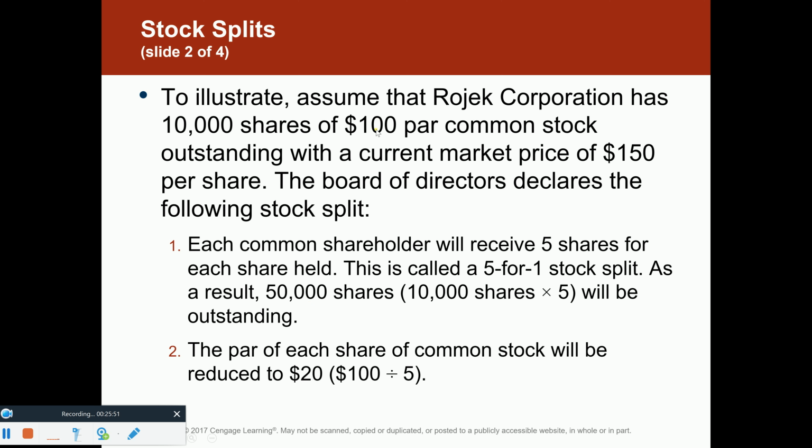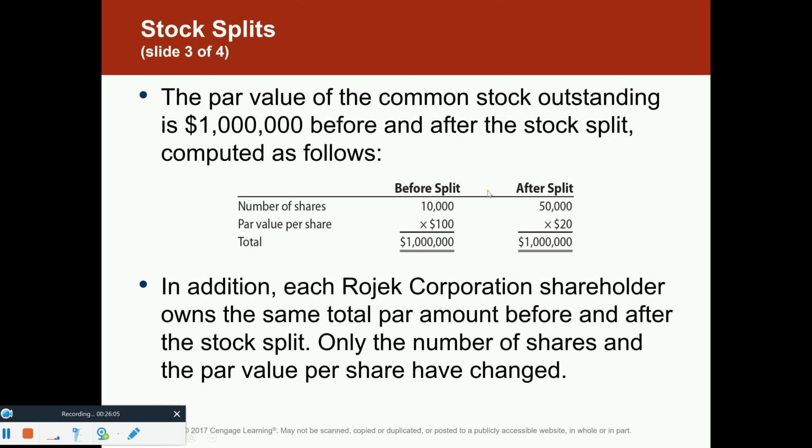But you know what else is going to happen? The $100 par value is going to go down. 100 divided by 5 is 20. Okay, so par value down, number of shares issued up. At the end of the day, before the split, we had 10,000 shares times $100 par value, a total of $1 million. After the split, we went 5-for-1, so instead of 10,000 shares, we have 50,000, and our par value went from 100 to 20, down by 5. What are you left with? Still the same $1 million.